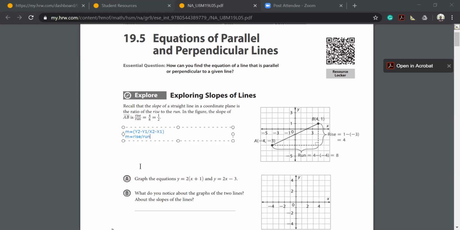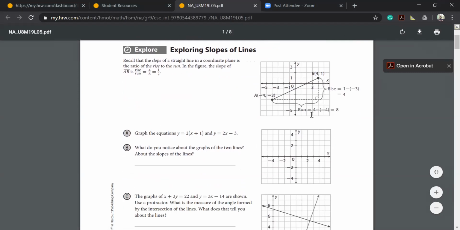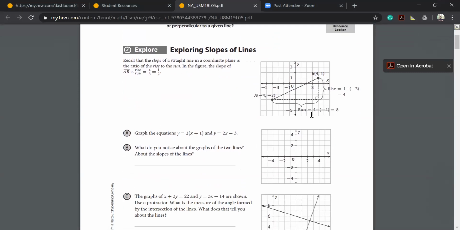Anyway, here he is telling you to graph the equations y equal to 2x plus 1 and y equal to 2x minus 3. How can I graph the equations? He is giving you 2 equations and we need to graph them. What should I do to graph an equation? This is an equation of lines. So for a line, how many points do I need to graph a line? I need 2 points.